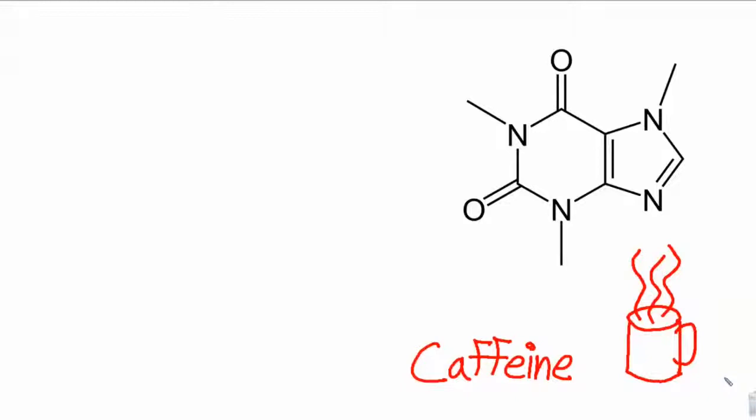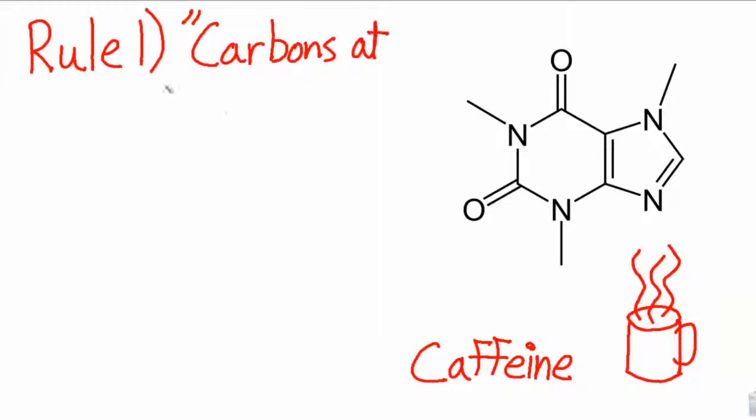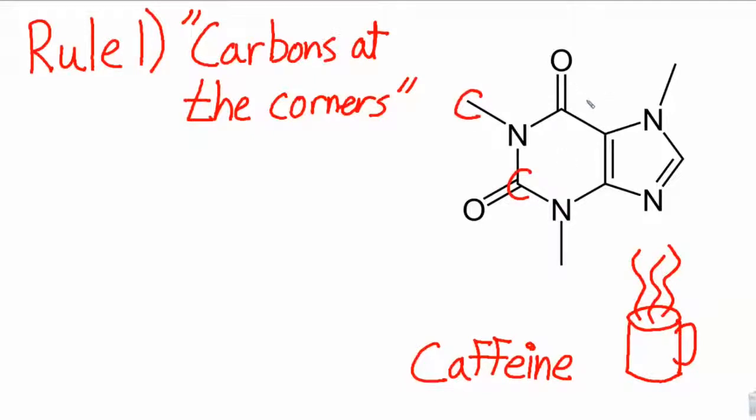There's a couple of rules you have to follow. Rule 1 is what I like to call carbons at the corners. What do I mean by that? Carbons are found at any corner or the end of any line. So, for example, corner, carbon. End of a line, carbon. We can follow that pattern all the way around in this molecule. Any place where there is a line that doesn't already have an atom depicted at the end of it, we know there's a carbon. So in this case, we have 2, 4, 6, 8 carbons.